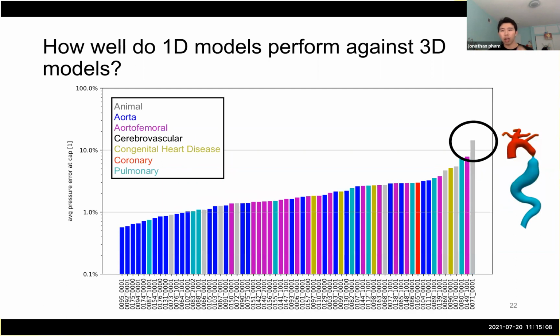So here we show a similar comparison between the 1D and 3D models. So like the 0D models, the 1D models perform very well in general, and we generally have pressure errors that are less than 10%. But there is one model here that yields a larger than 10% error in pressure. And that model is a severely stenosed aorta, as shown on the right.